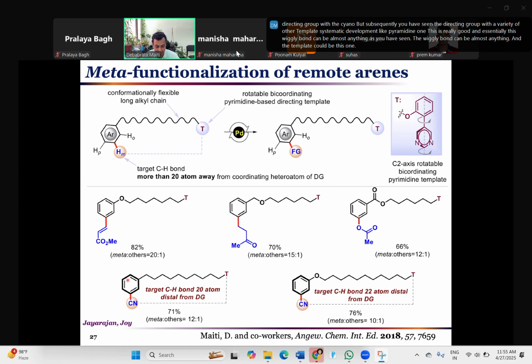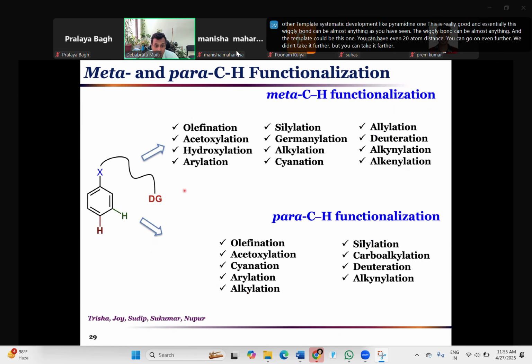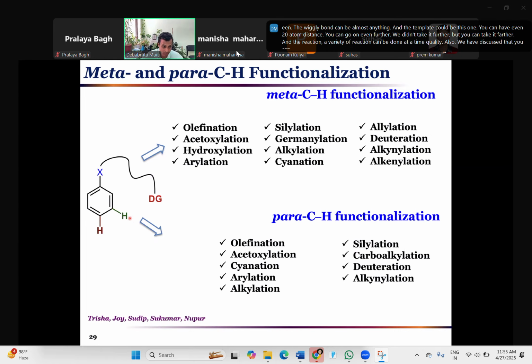You can have even 20 atom distance. You can go on even further. We didn't take it further, but you can take it further. And a variety of reactions can be done at that position, right? Also, we have discussed that you can design the directing group.